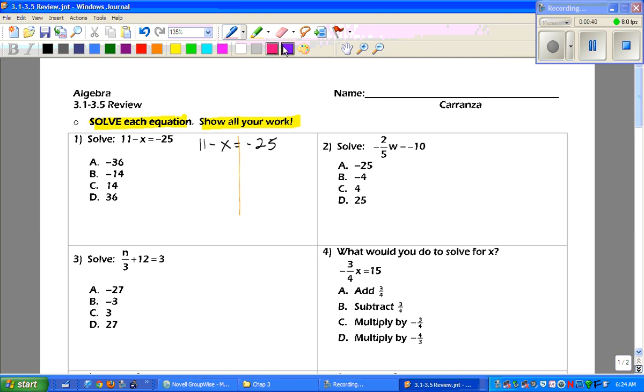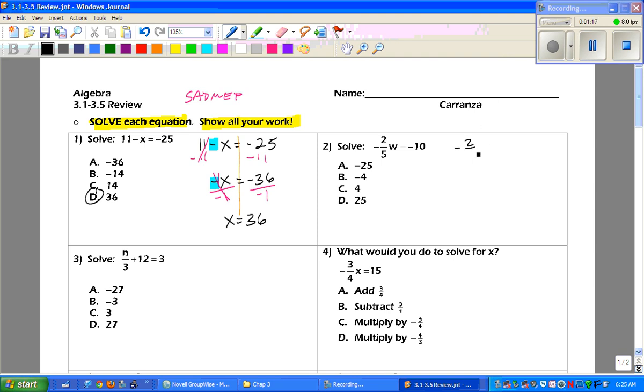If we remember the SAD map that we need to use, first thing we have to do is get rid of that 11, so do the inverse operations. Now, very important, do not forget that negative sign right there because that's talking about a -1. So the very last thing that we need to do is divide by -1, and we get x equals 36.